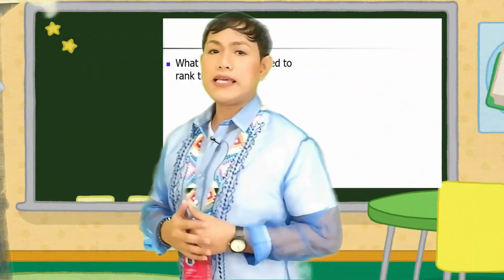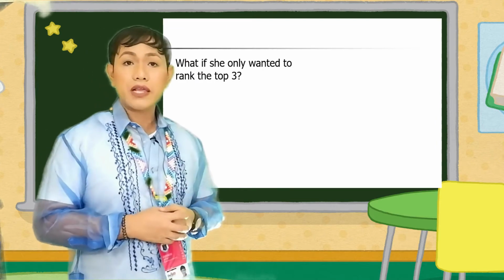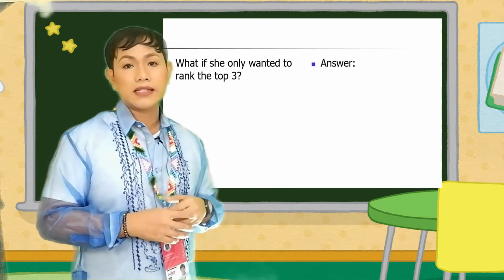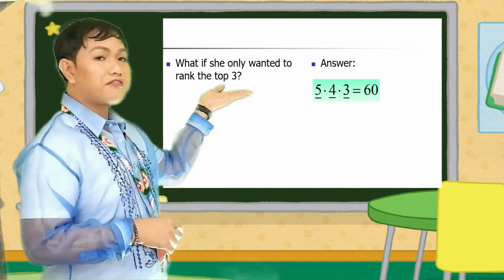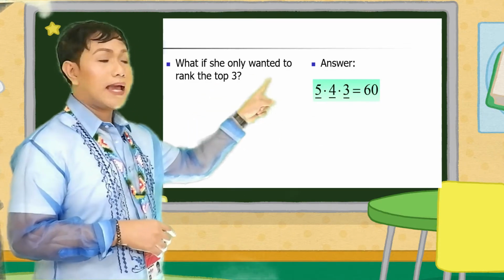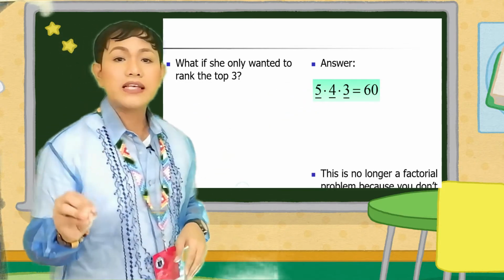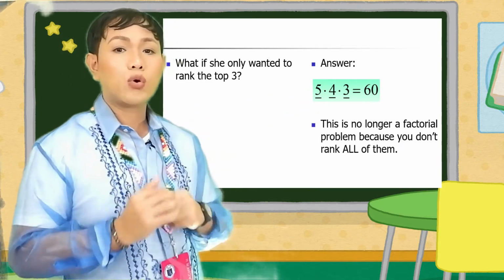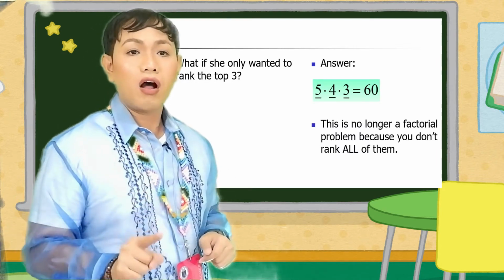But what if he or she decides to rank only the top 3? How would our answer change? Our answer would simply be 5 times 4 times 3 equals 60. Now this is no longer a factorial problem simply because you don't rank all of them.